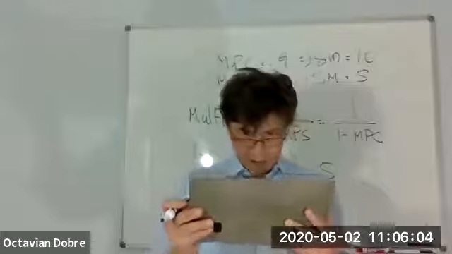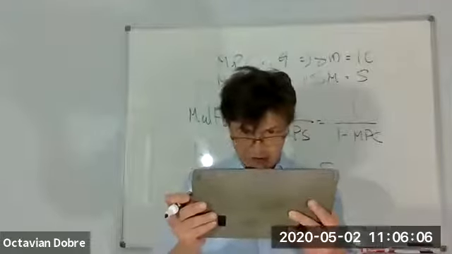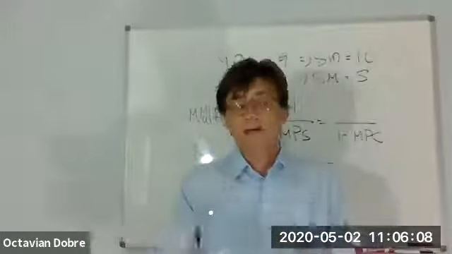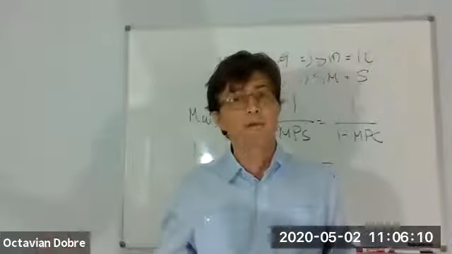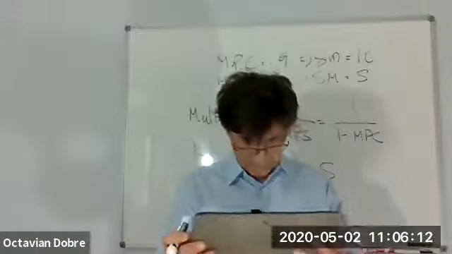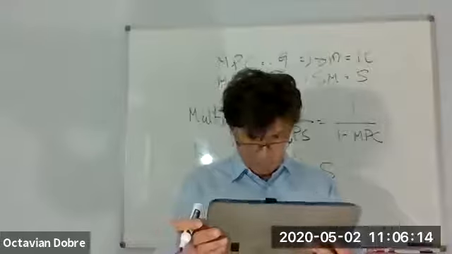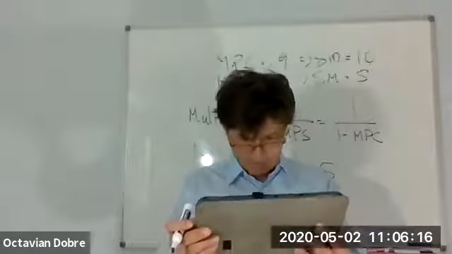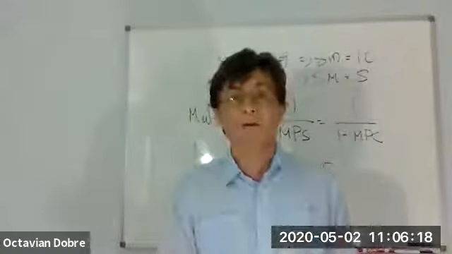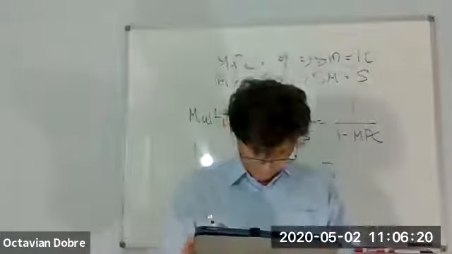Number 11, to close a recessionary gap through fiscal policy, the government would either have to increase spending or decrease taxes. So let's see. Increase aggregate spending, increase government spending in order to increase aggregate demand. Very good.